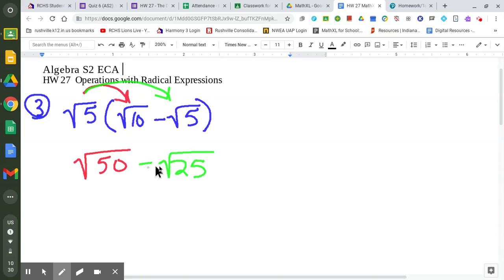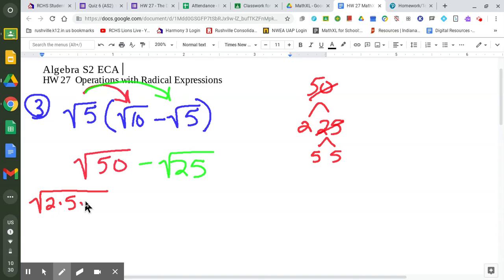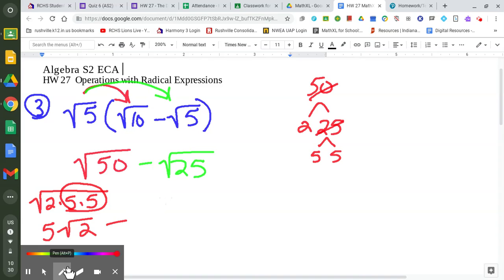So since we have a minus now, we have to do a factor tree. So I'm going to do factor tree of 50. 50 divided by 2 is 25. So now I have square root of 50 is the same as square root of 2 times 5 times 5. Circle a pair of 5's. So 5 square root of 2 minus, and then the square root of 25 is actually a perfect square of 5.